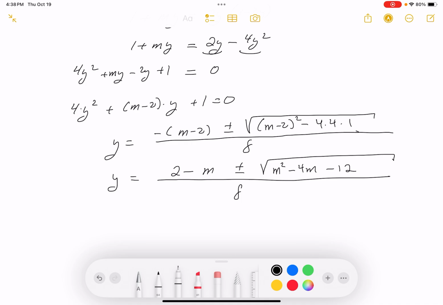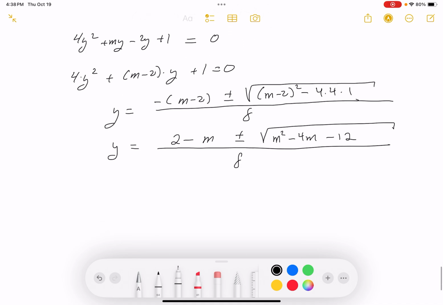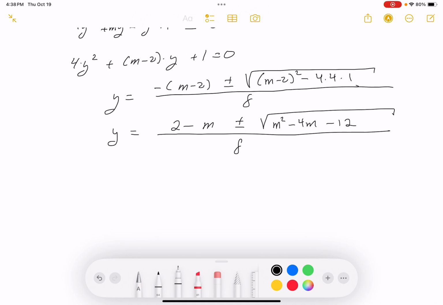Now this is the part where you'd say, I don't know what they want me to do. I'll go back and read it to you. It says, find the values for m for which the roots are real. Well, the only way the roots could be real is if m squared minus 4m minus 12 is greater than or equal to 0. But they further go on to say they should be unequal. So I don't want it to be equal to 0, because for equal to 0, I just simply have y equals 2 minus m over 8. And that would be one solution to the problem, by the way.